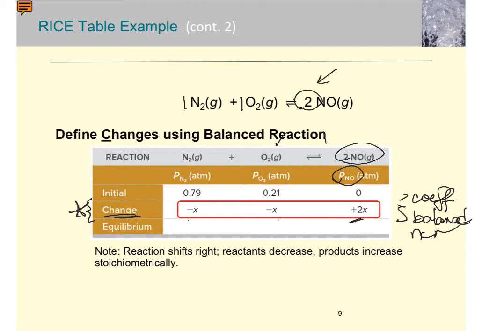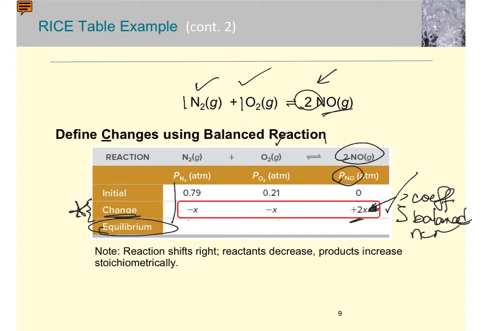So you can also say it as the rate of production of nitrogen monoxide is 2 times faster than the rate of disappearance of either nitrogen or oxygen. And so the coefficients must be incorporated into this change row. This, again, is the most important part of an ice table. Now, the equilibrium row, equilibrium concentrations or pressures, you simply do the math.